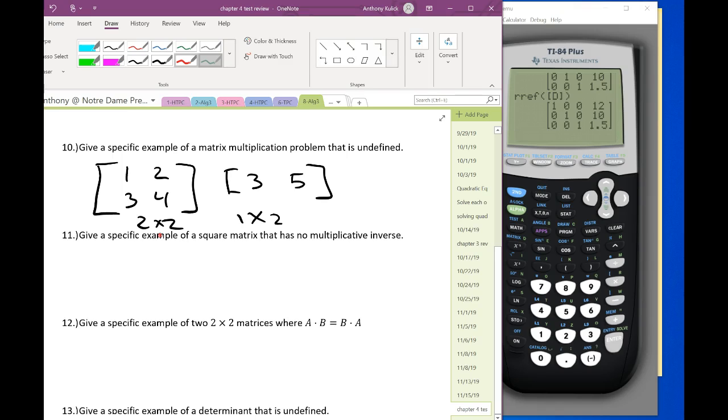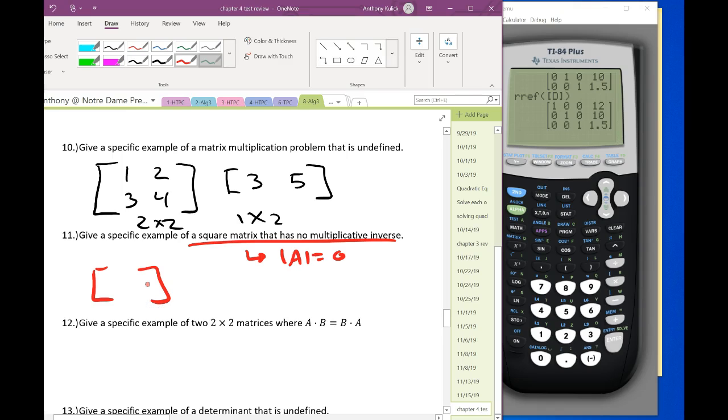What's the issue that we have to look for on 11? When is a square matrix not going to have an inverse? When the determinant is 0. That's what you need. So this is just the equivalent of finding any matrix whose determinant is 0. What's going to be easier to find a 0 determinant for, a 2 by 2 or a 3 by 3? Way easier for the 2 by 2, right?